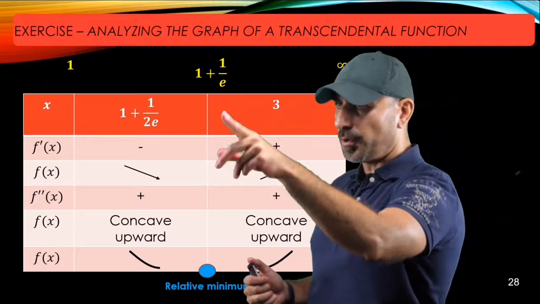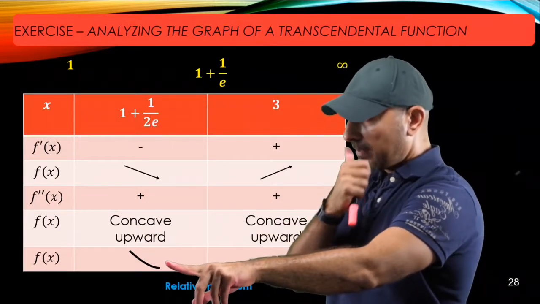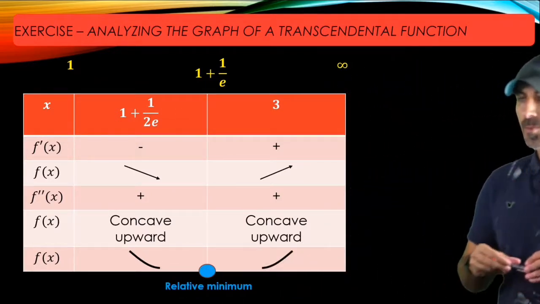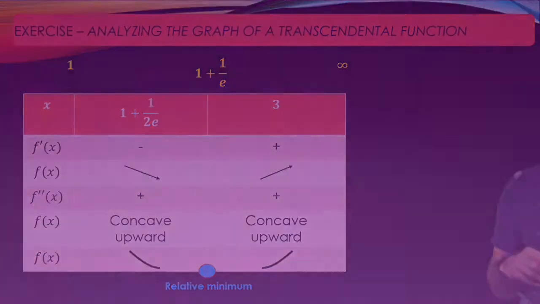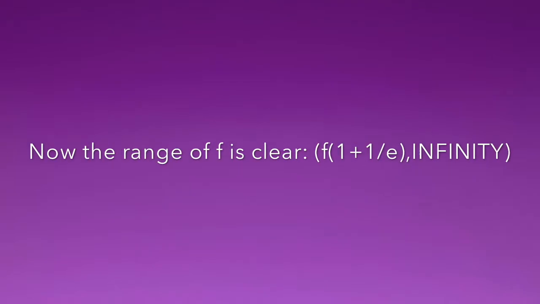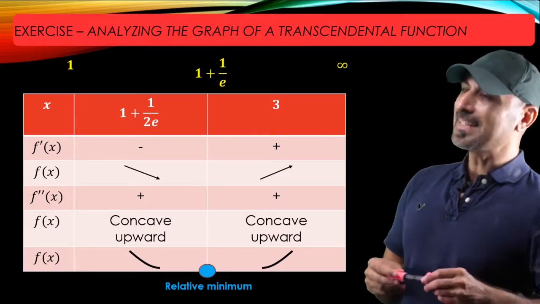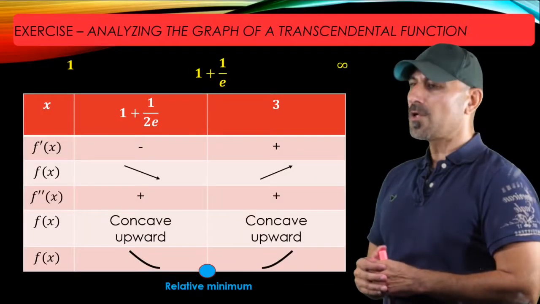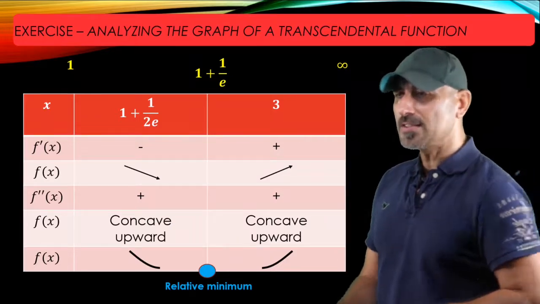So this critical point produces a relative minimum value because it's decreasing all the way and makes a minimum, and then it goes back up, increasing. So we should observe that x equals 1 plus 1 over e produces a relative extremum. There is no horizontal asymptote, there's no slanted asymptote, we don't have any vertical asymptote. Why don't we get a visual of the graph of the function and try to match it with our findings here?